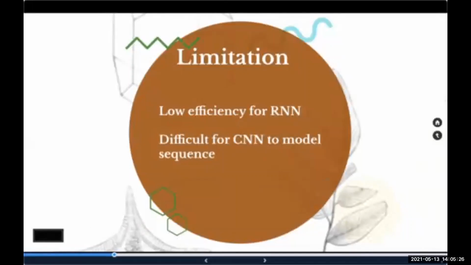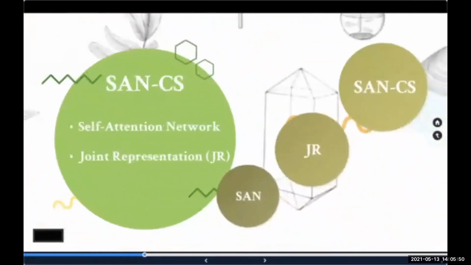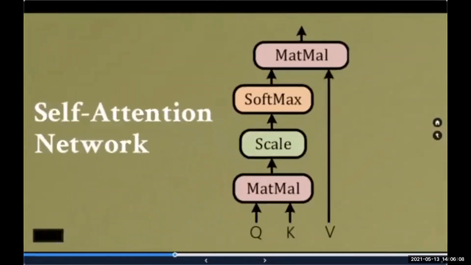Therefore, to improve the effectiveness and efficiency of current neural code search methods, we propose a solely attention-based code search model named SANCS. Our model is mainly composed of two parts: self-attention networks used to learn the contextual representation for the code snippet and description, and the joint representation network used to learn the internal semantic relation between the code snippet and description.